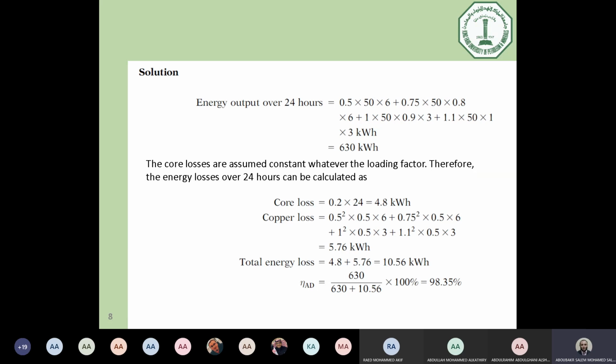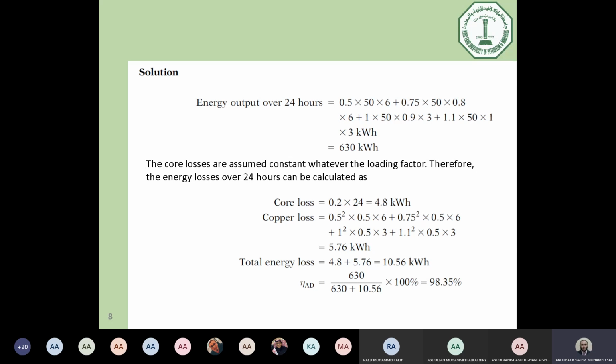Now we need to calculate the losses during the 24 hours in order to calculate the efficiency. Like for the core loss, is it load dependent or independent? We said core loss depends only on the operating or applied voltage. So we can consider during the day that the core losses are equal. So simply, we have the value of core loss, which is 200 watts. So 0.2 kilowatt multiplied by the 24 hours will give you 4.8 kilowatt hour.